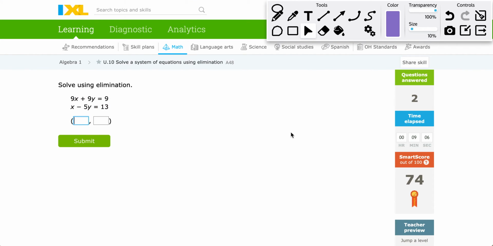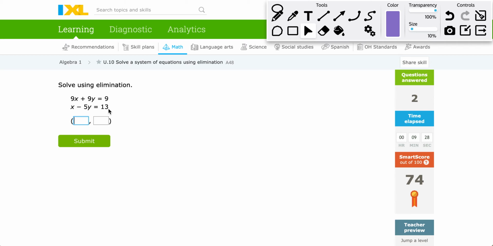Something like this. This will be the last one we'll talk about, and that's towards the end of this IXL. Notice that we're not doing graphing. They're not in slope-intercept form. This is one where personally I like substitution better. I would probably add that 5y over and get x equals and do substitution.